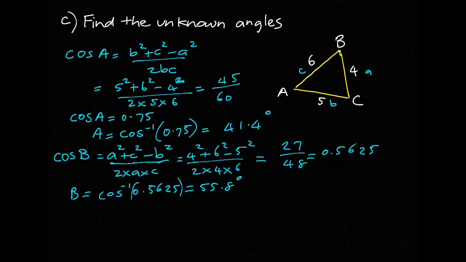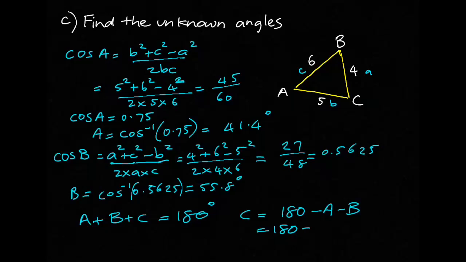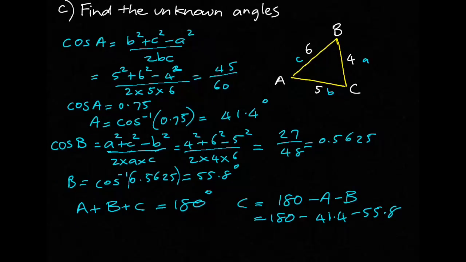Now to find C, we just need to recognise that all angles of a triangle must add up to 180 degrees. So C equals 180 minus A minus B, equals 180 minus 41.4 minus 55.8. So C equals 82.8 degrees. And that's all your unknown angles that we've just found.